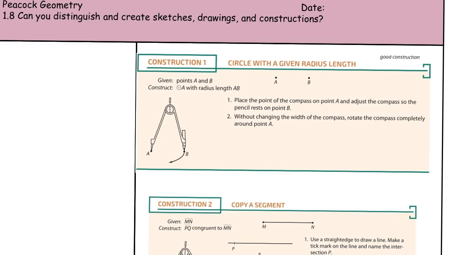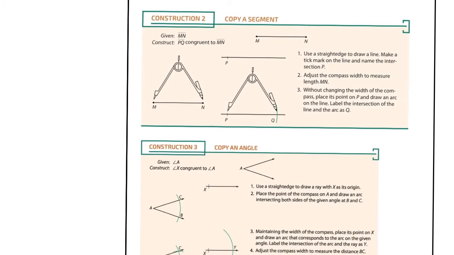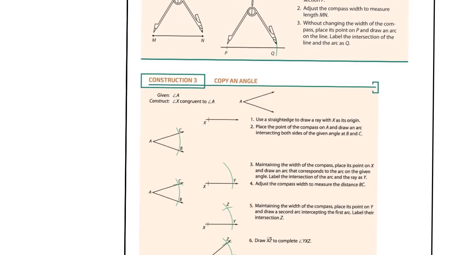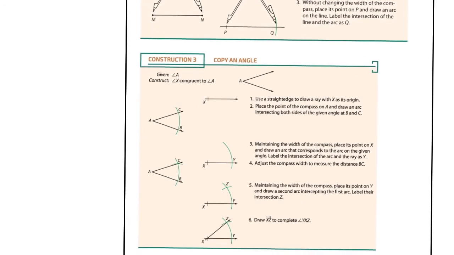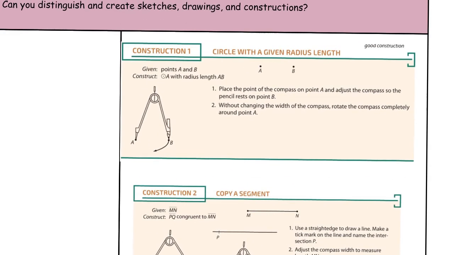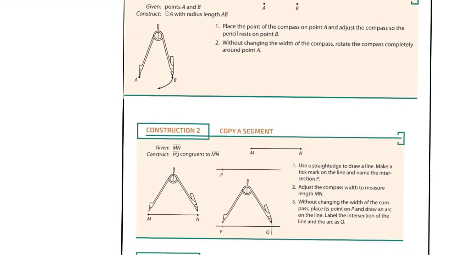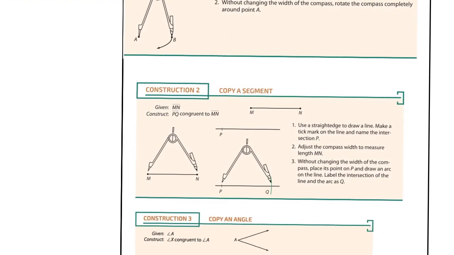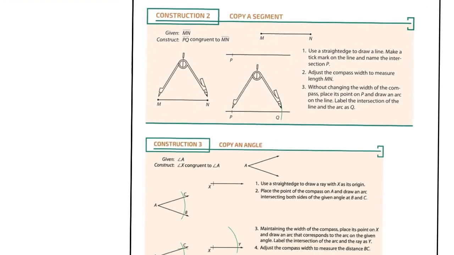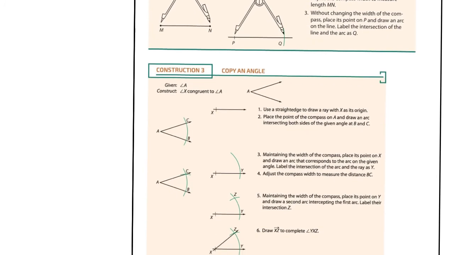All right, so for this section of your notes, what I want you to do is go through construction 1, construction 2, and construction 3, and follow the step-by-step notes on how to, in construction 1, construct a circle with a given radius length. Construction 2 is going to be how to copy a segment. And construction 3 is how to copy an angle.